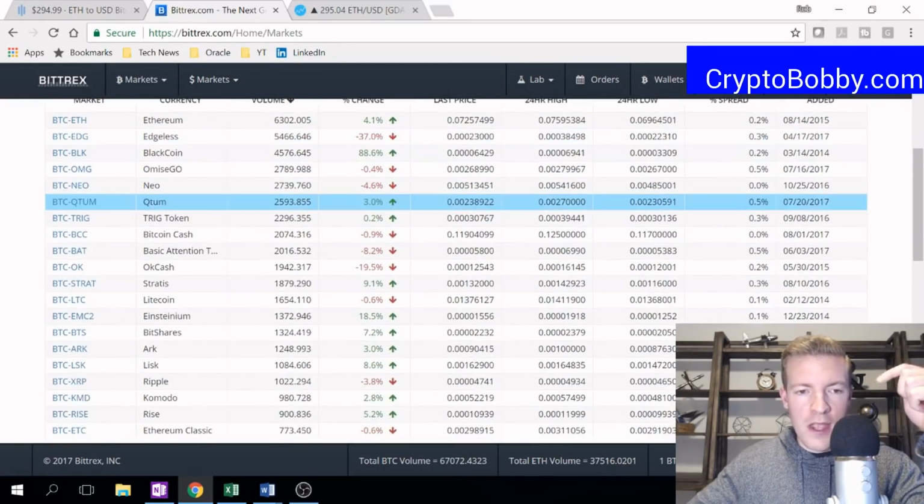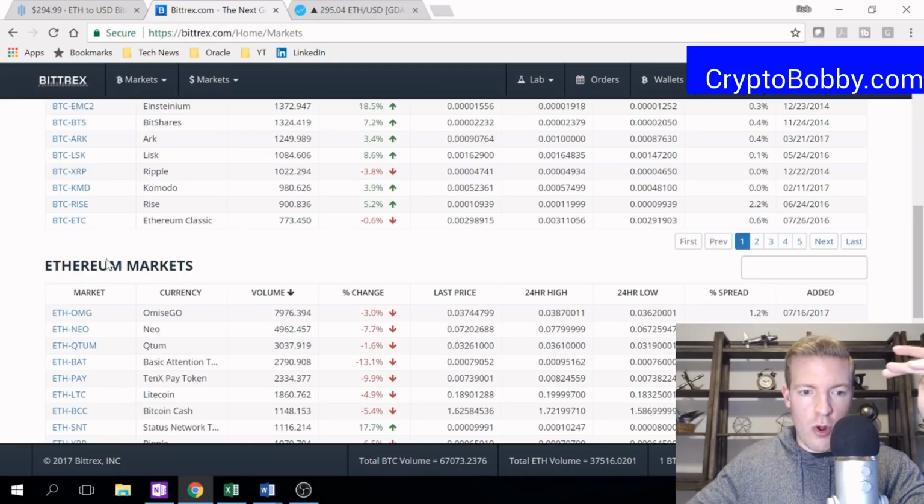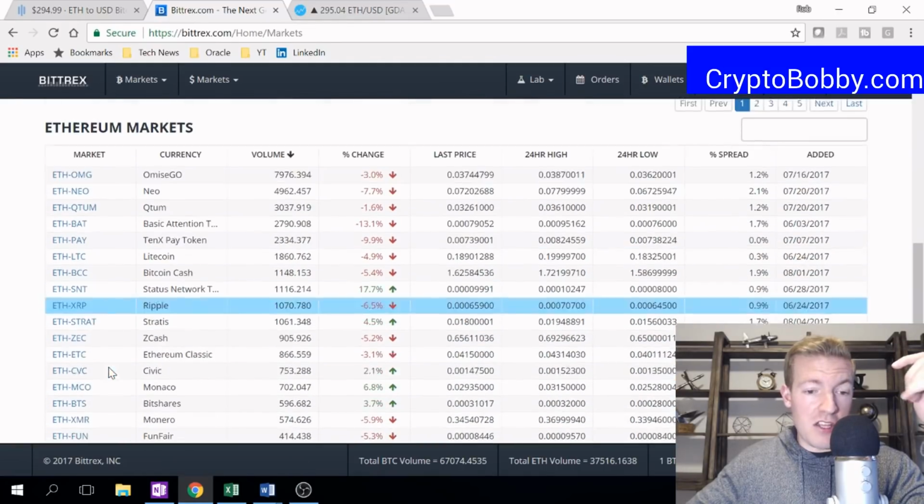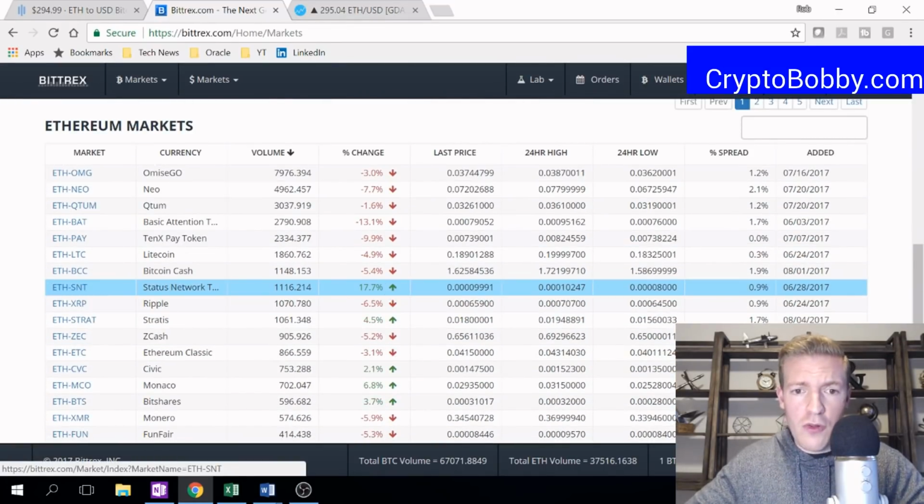So if we go in here, I don't have any Bitcoin in my account, so I'll just go over to the Ethereum markets right now, and I'll click on Status Network because it's up 17% on the day.